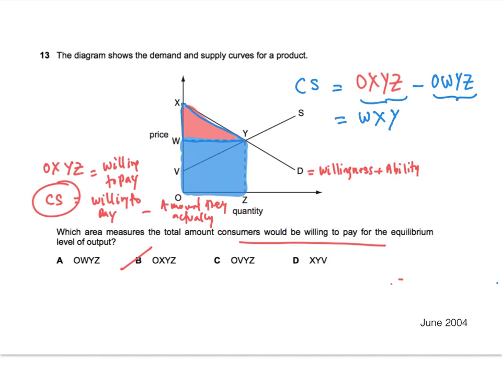But in this question they are simply asking us what you're willing to pay, and what you're willing to pay would be simply O, X, Y, Z, which is the area under the demand curve for the quantity Z.